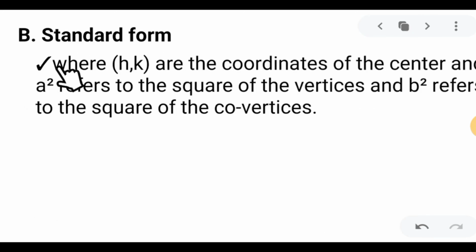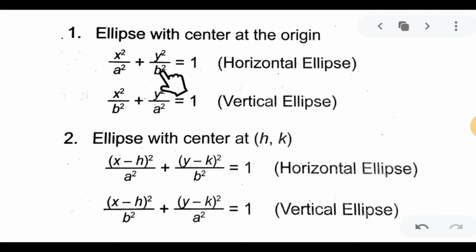The standard form happens when (h, k) are the coordinates of the center, and a squared refers to the square of the vertices, and b squared refers to the square of the co-vertices. This is the a squared, this is the b squared. The a squared here refers to the end point of the major axis, which is the vertex, and then the b squared refers to the end point of the minor axis, which is the co-vertex. So this is the standard equations of ellipse with center at the origin. This is for horizontal ellipse, and this is for vertical ellipse.